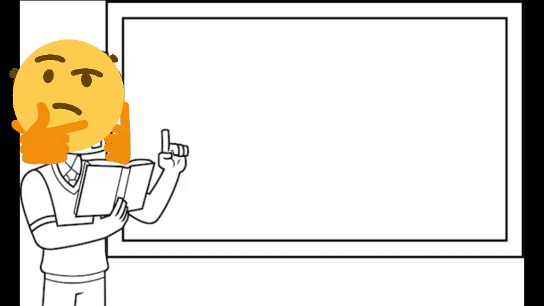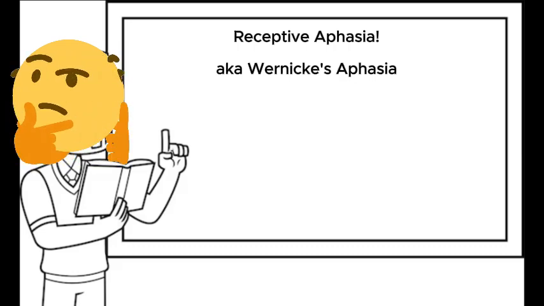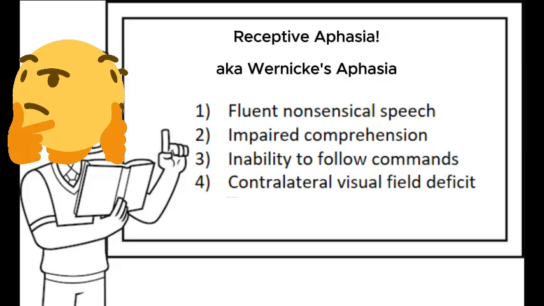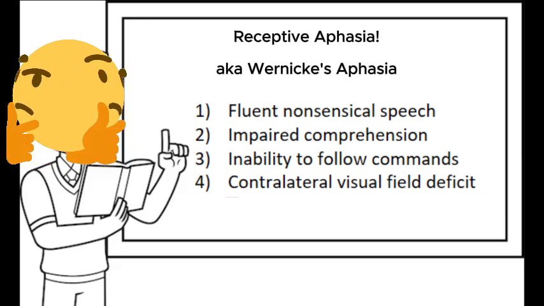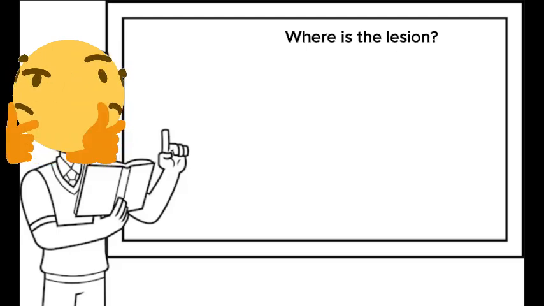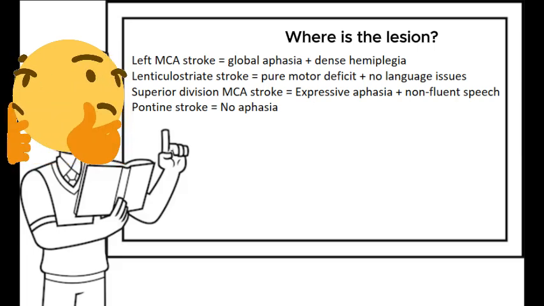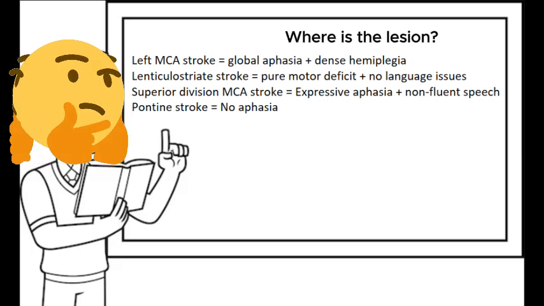This presentation screams receptive aphasia, also known as Wernicke's aphasia. Key features include: 1. Fluent but nonsensical speech. 2. Impaired comprehension. 3. Inability to follow commands. 4. Possible contralateral visual field deficit. So where's the lesion? A left MCA trunk occlusion would cause global aphasia plus dense hemiplegia. That's not what we are seeing here. A lenticulostriate branch, in fact, will produce pure motor deficits with no language issues.